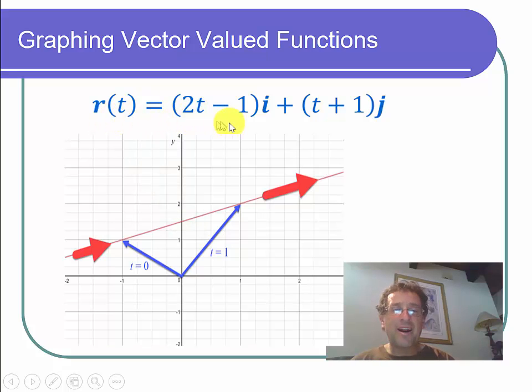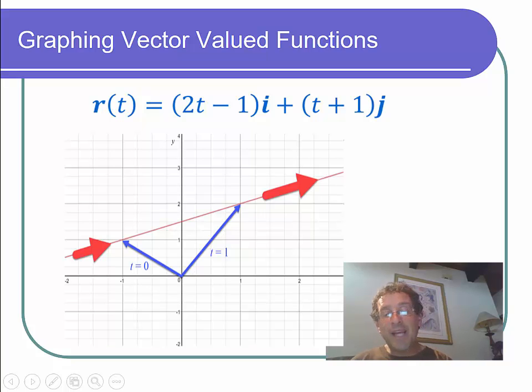Notice also that r of t is very linear. We have 2t minus 1, that's a line, t plus 1, it's a line. So we expect this to be linear, and it is. So I have the endpoints of two vectors. I can draw those 2 points and then connect the line between those 2 points.